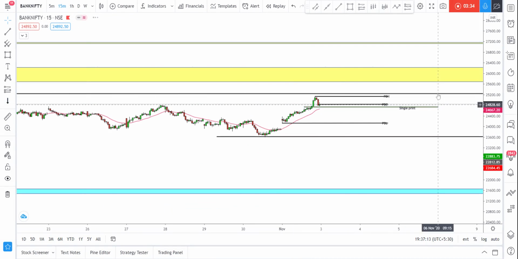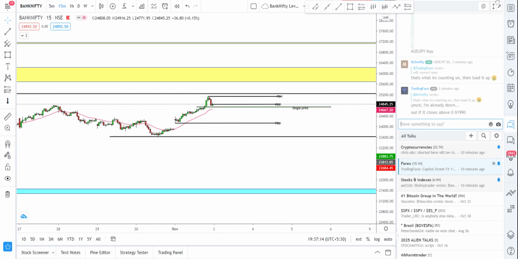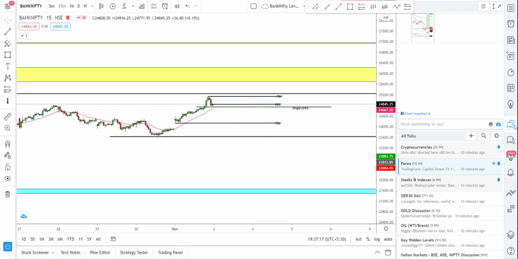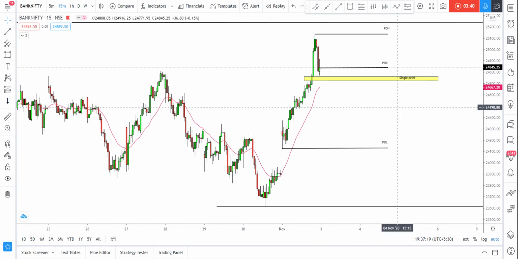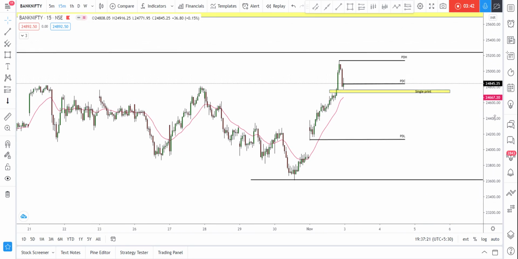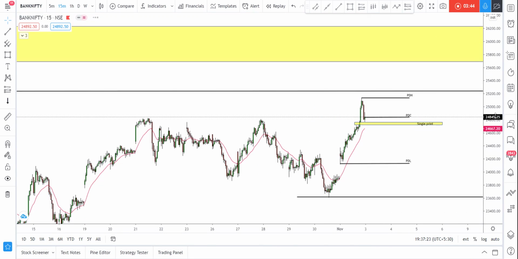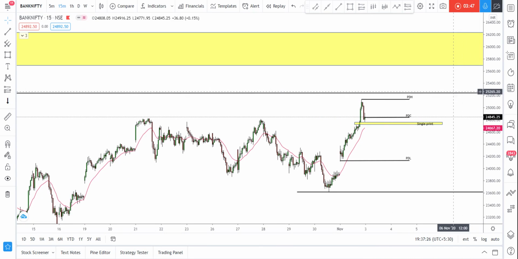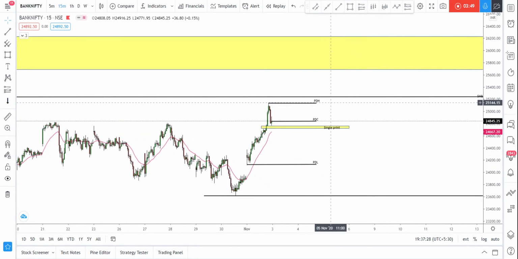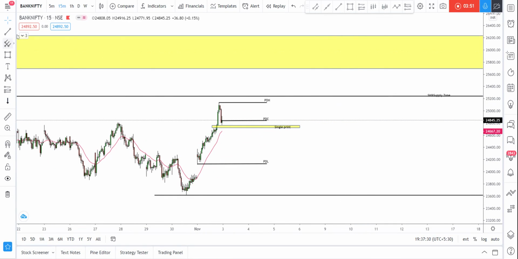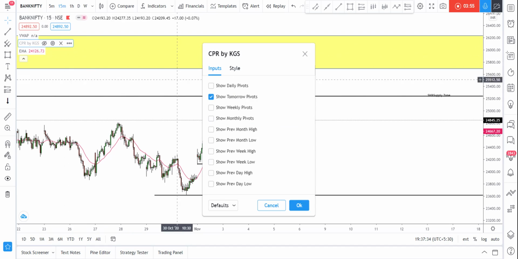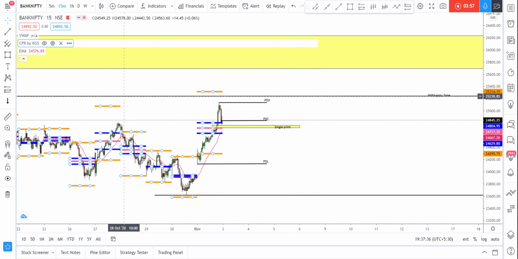So I'm going to the lower time frame to show you if there are any clusters. Oops, sorry. The yellow one is the gap border and the top one is the swing high PDH. So these two are very important levels, and let me see tomorrow's CPR. Yeah, let me unmute it.